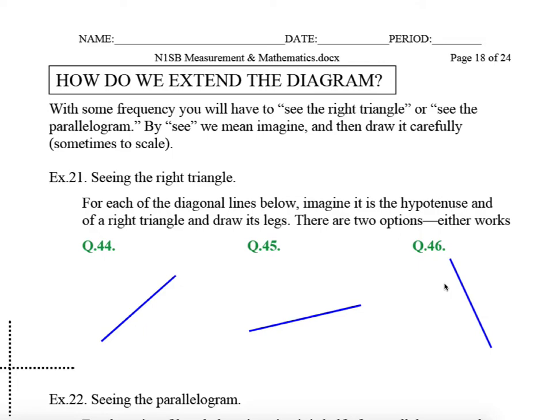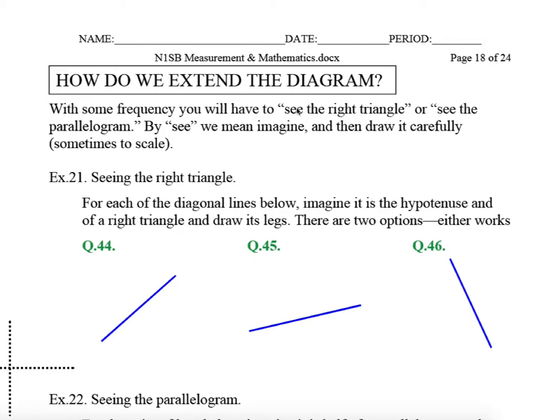Alright, welcome to Notes 18. We had just come through Notes 17, where we discussed the law of sines and cosines, and we did a bit of practice measuring very carefully with our protractor and ruler. And so now we're going to get onto this next page, which is how do we extend the diagram.